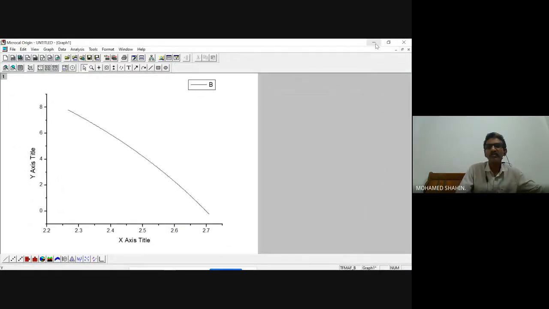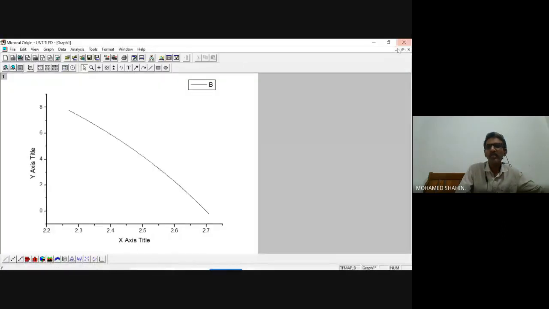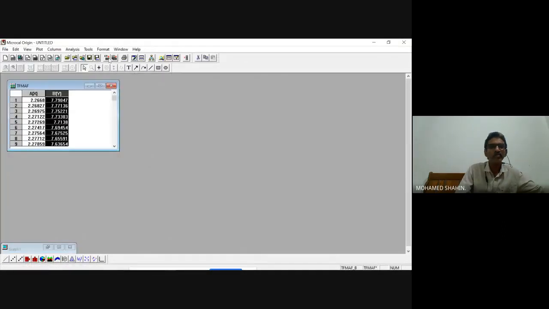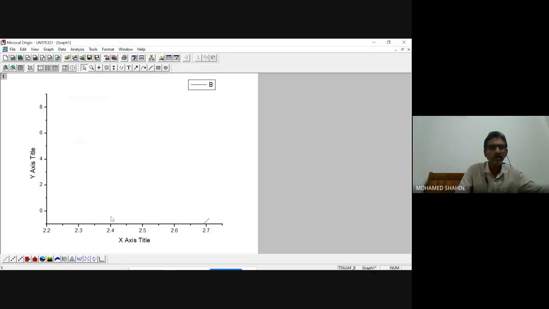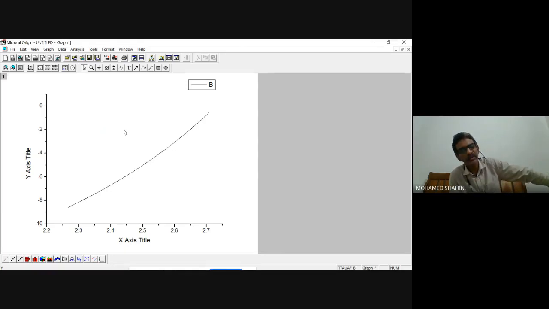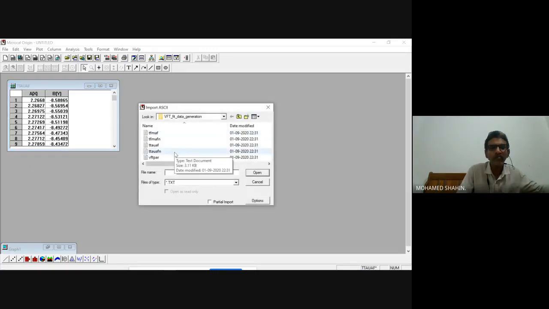Now, if you go to the data, TFMA, TTO-AF, open. Now you can see here just the opposite, 1 by 2 pi f. So that is what is here. Now the third data is TFMA normalized. TFM, TTO.